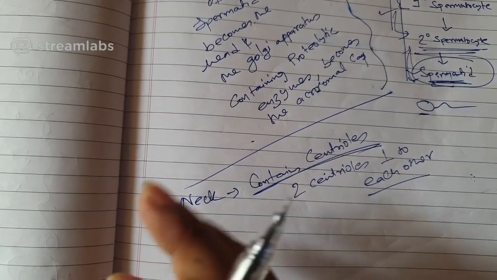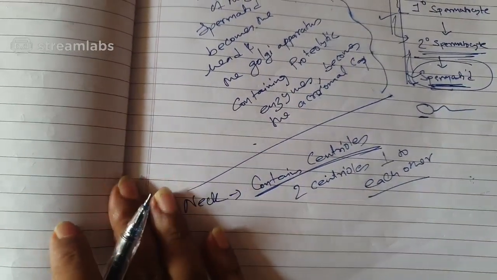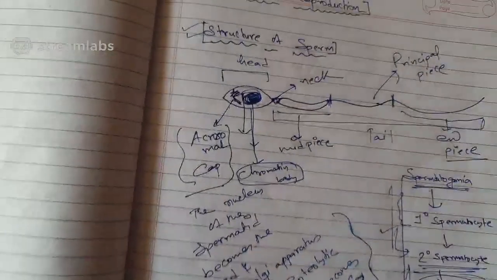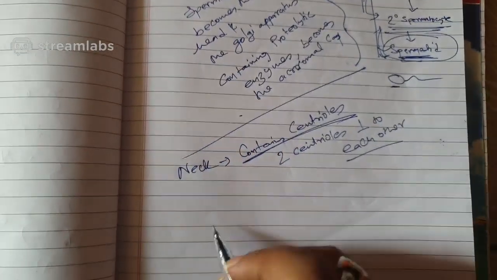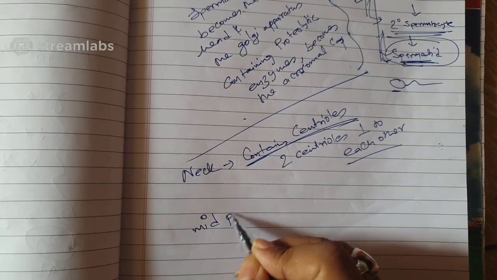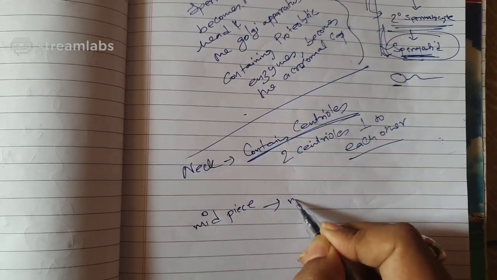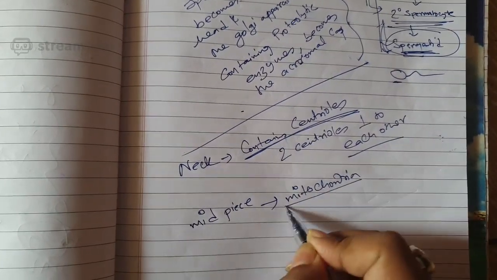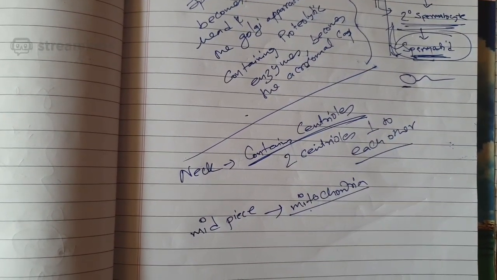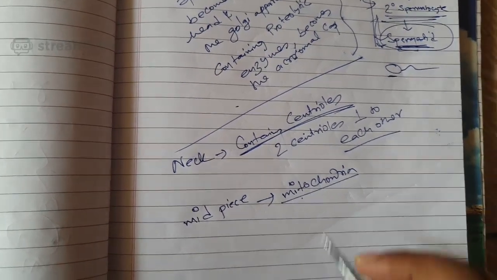And there is a centriole, okay, fine. Now in the neck we understood. Now in the mid piece, what is there in the mid piece? The mid piece contains mitochondria. Now it doesn't contain mitochondria so easily, okay. There is a network of mitochondria inside the mid piece.